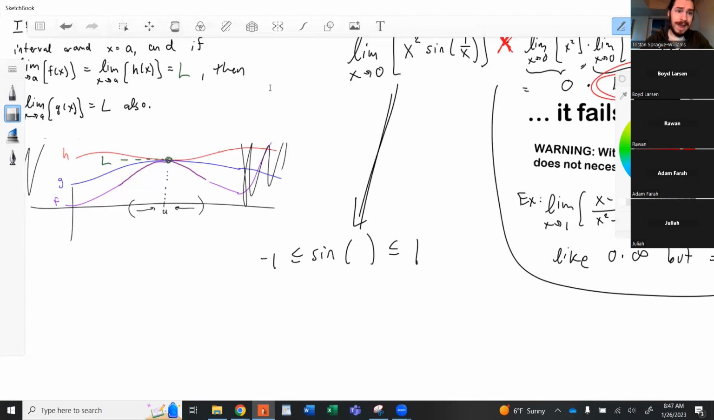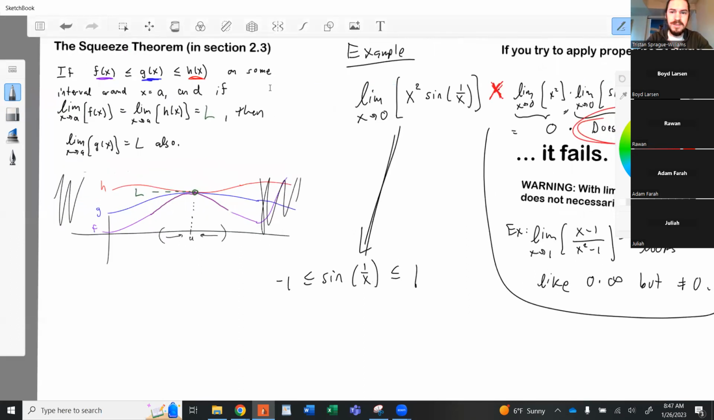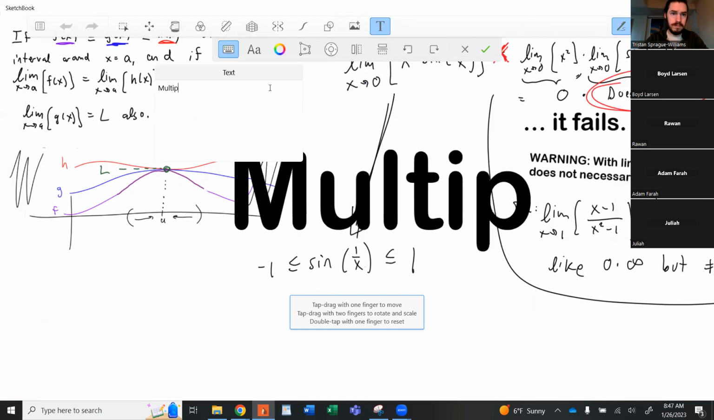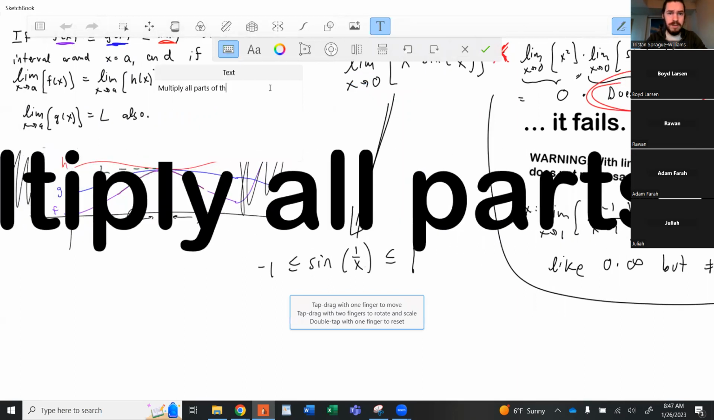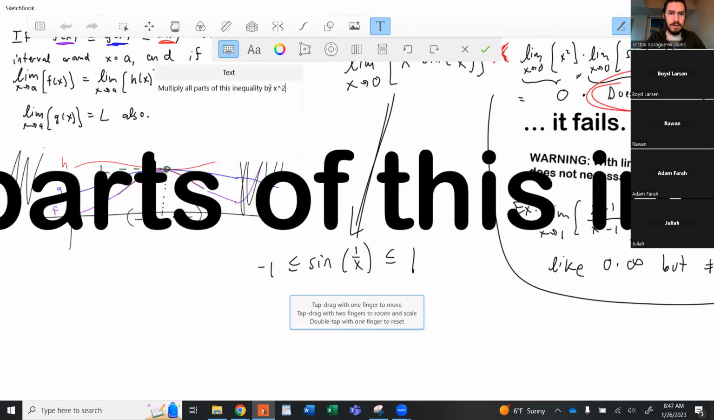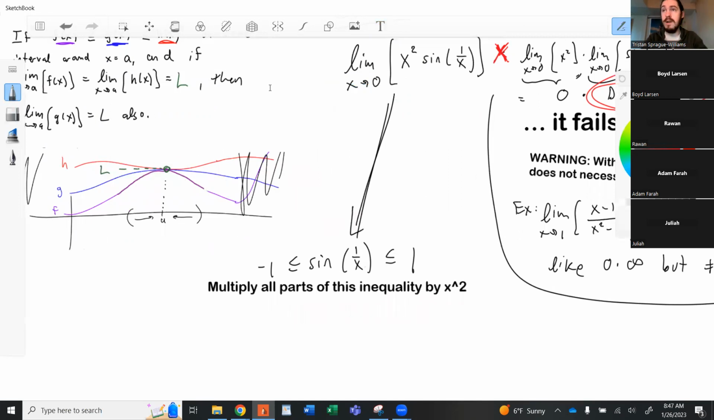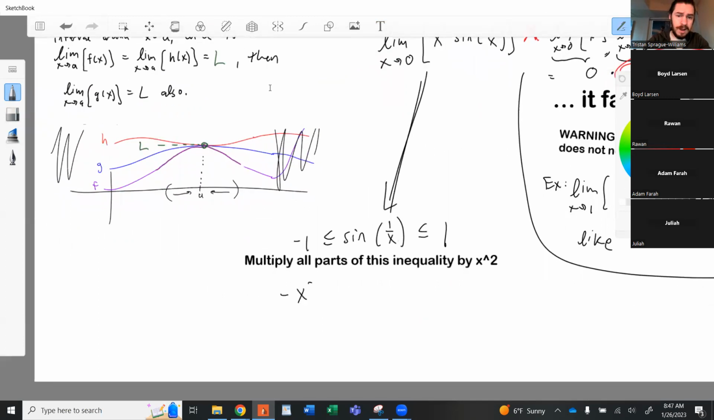So even if its input is something wacky, like 1/x, it's still going to be between -1 and 1. It has to be, because it's y coordinates on the unit circle, and the unit circle is locked within that interval, -1 to 1. It never goes outside. So that sine function is guaranteed to be there. So then what I can do is multiply all parts of this inequality by x squared. This is a valid thing to do. x squared is going to be a positive number as long as x isn't 0. And so we're going to get this.